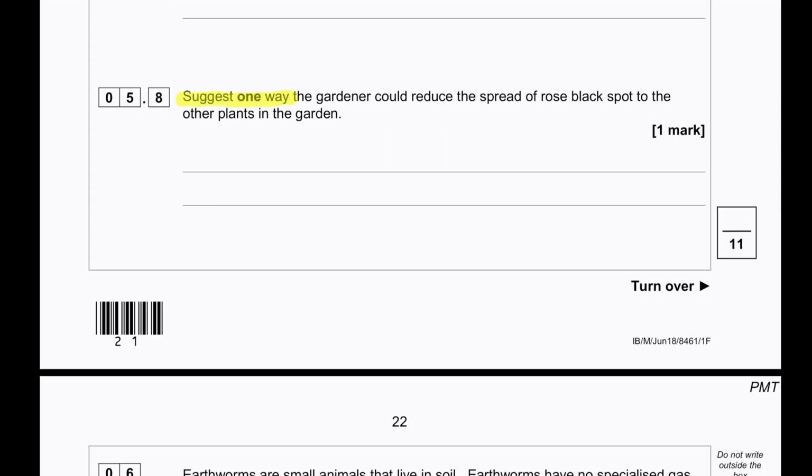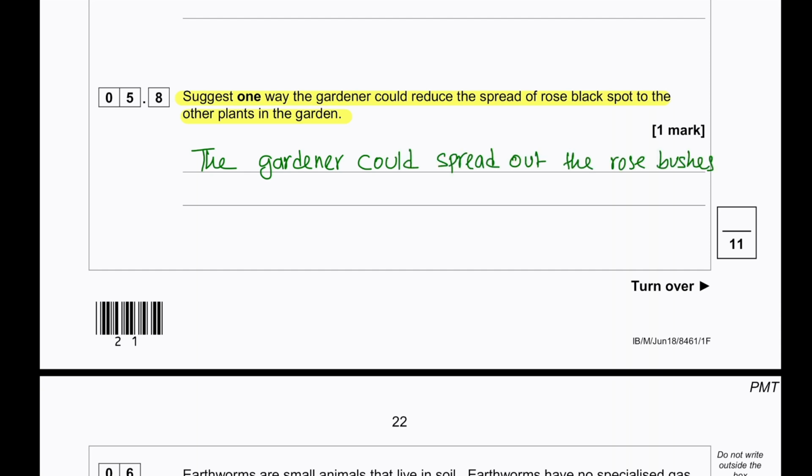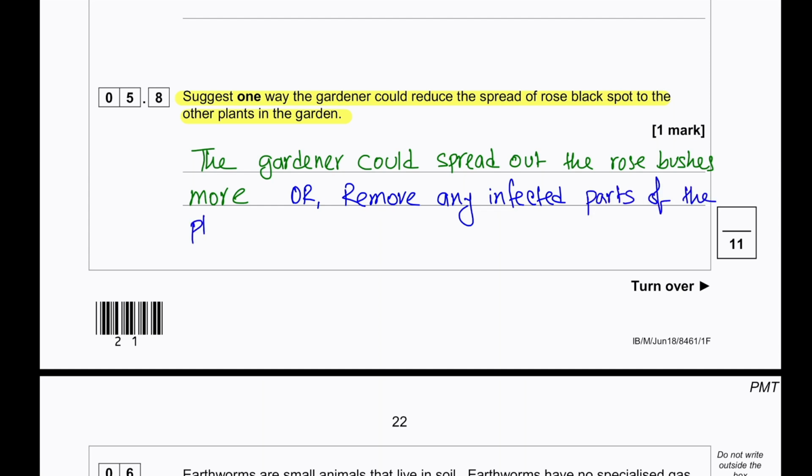Just one way the gardener could reduce the spread of rose black spot to the other plants in the garden. The gardener can spread the rose bushes out farther. This is one way, so even if there was a wind, the wind wouldn't carry the fungal spore and spread it all over the garden. However, another better way is that the gardener could remove any infected part of the plant, or the gardener could use a fungicide to get rid of the fungus.